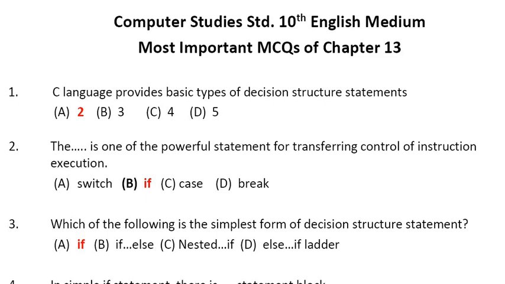Second, the dash is one of the powerful statements for transferring control and instruction execution. The correct answer is option B, if. Third, which of the following is the simplest form of decision structure statement? The correct answer is option A, if.